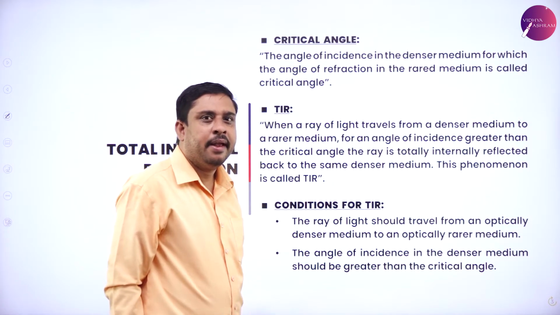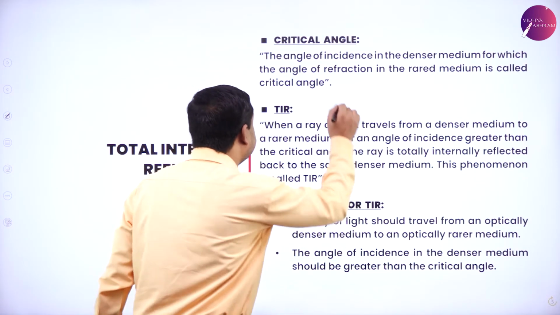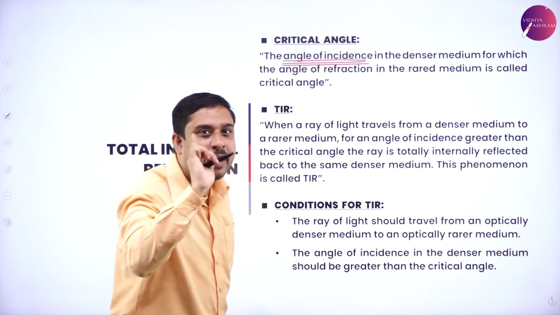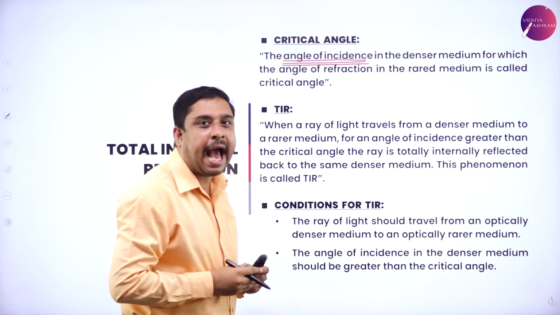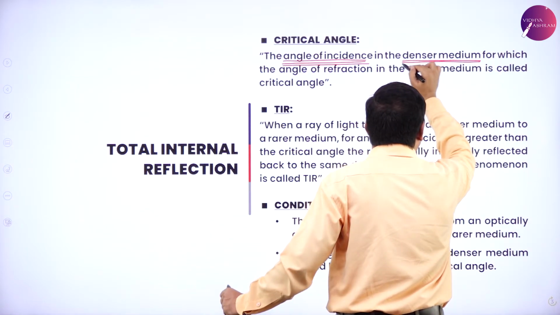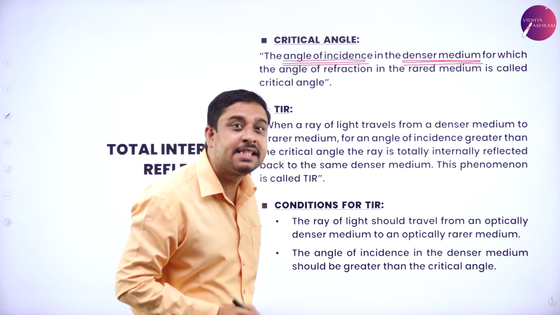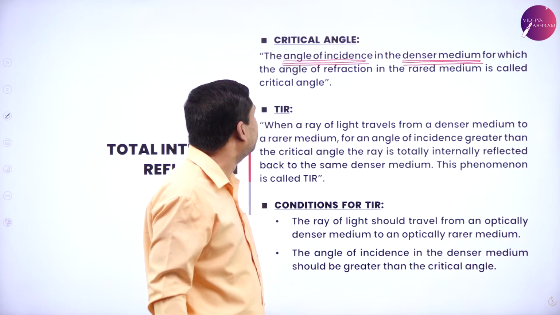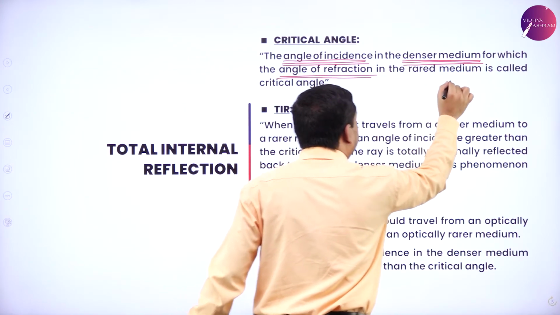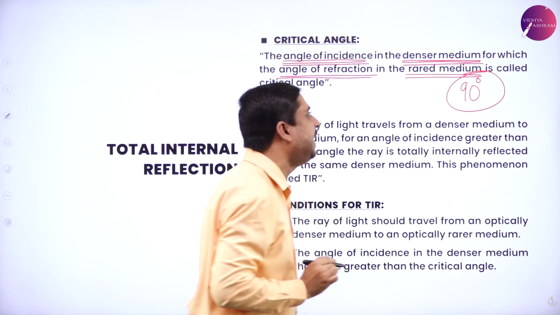Therefore, by definition of critical angle, it is the angle of incidence. Please remember this definition. Angle of incidence in the denser medium for which angle of refraction in the rarer medium is 90 degrees.